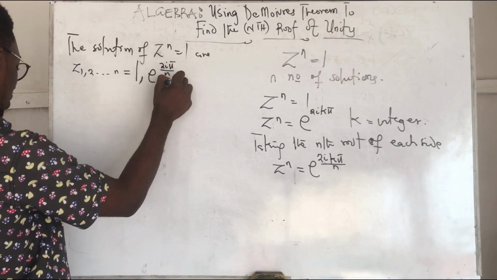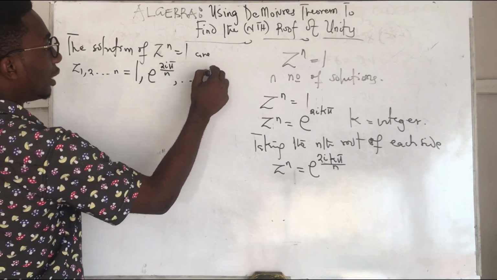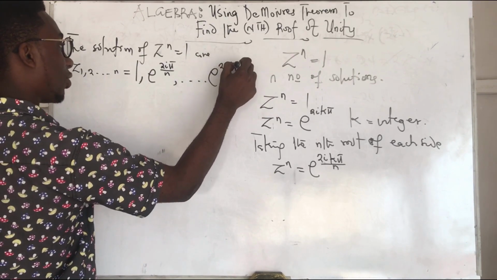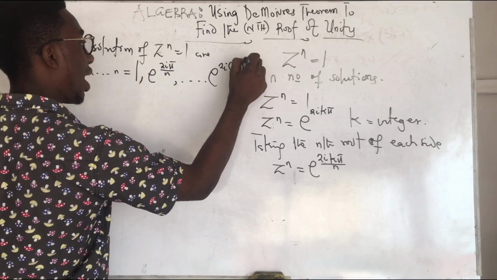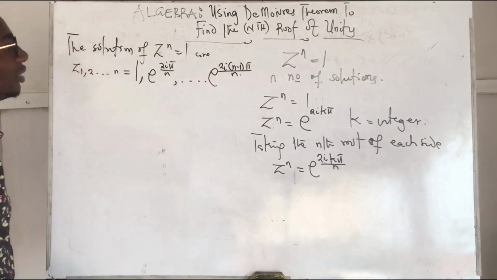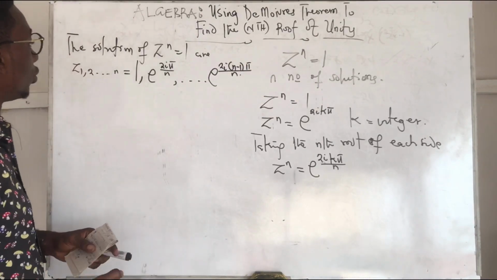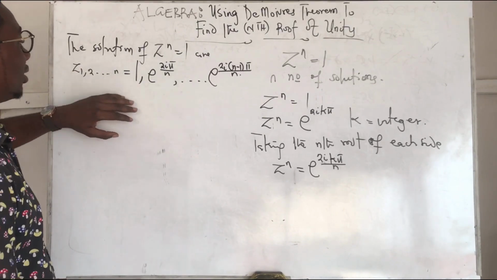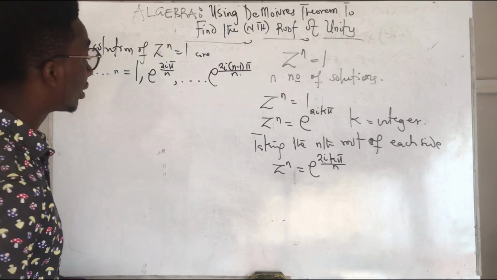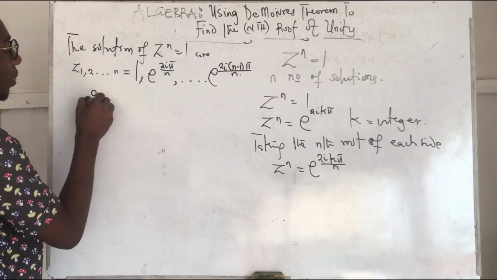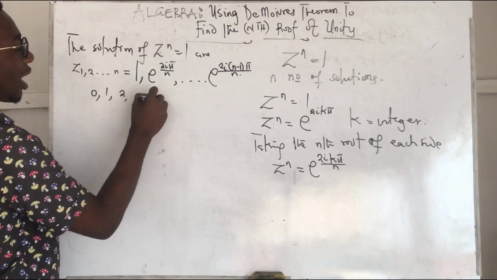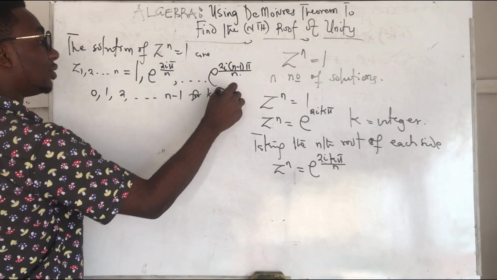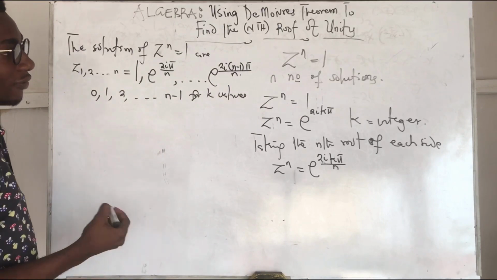And these are 1, e to the power 2i pi on n, and so on up to e to the power 2i (n minus 1) pi all divided by n. So with the n number of solutions, these are the solutions you get. Why? Because we start from 0, 1, 2, up to n minus 1 for all the k values.